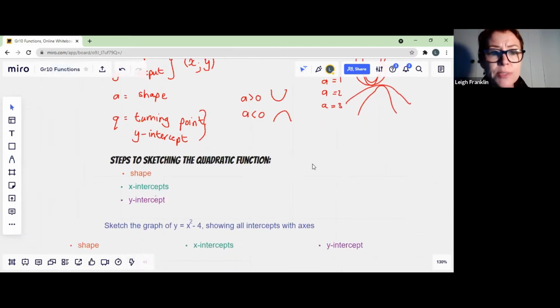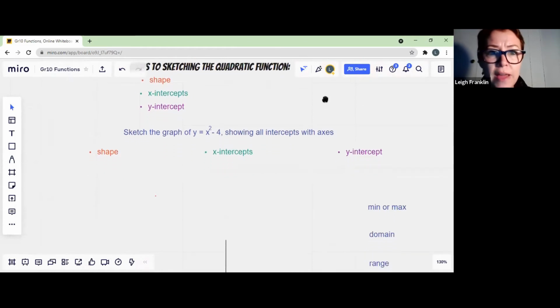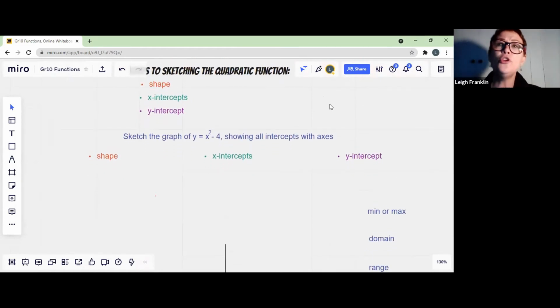Okay, so now, steps to sketching the quadratic function. There are a few things that I've written down here that you need to go through. This is like a checklist for you. When you are given a quadratic function and asked to sketch it, what you should jot down quickly for yourself is, number one, what is its shape? The other thing that you have to show are the X-intercepts. And the last thing that you need to show is the Y-intercept. This will get you 3 marks in grade 10.